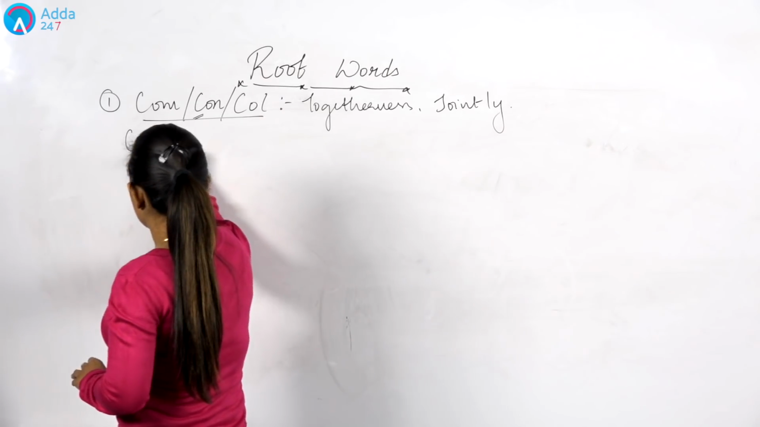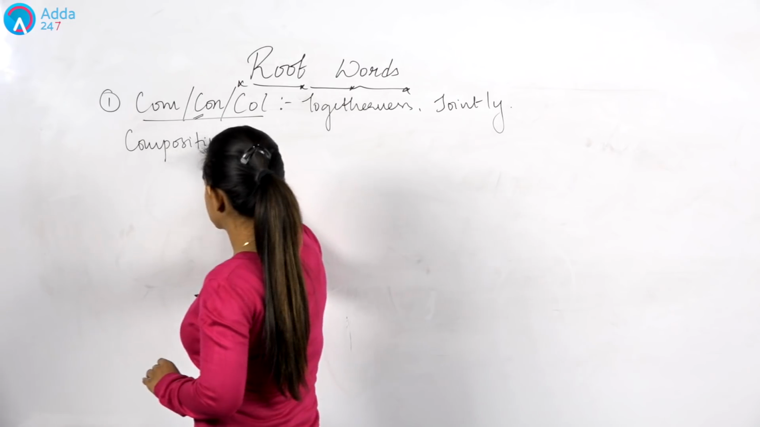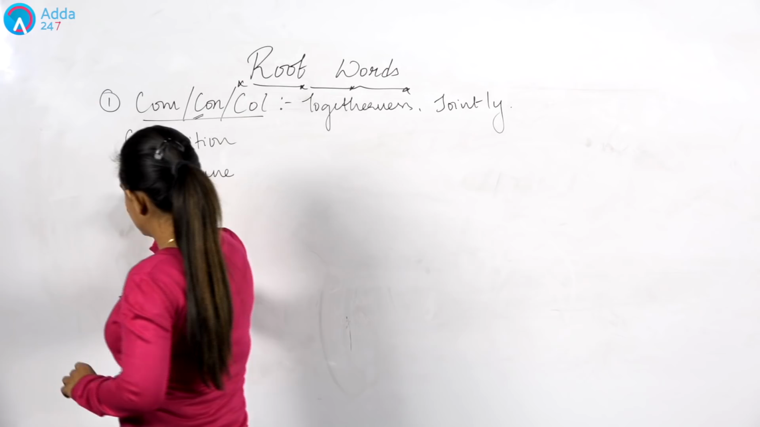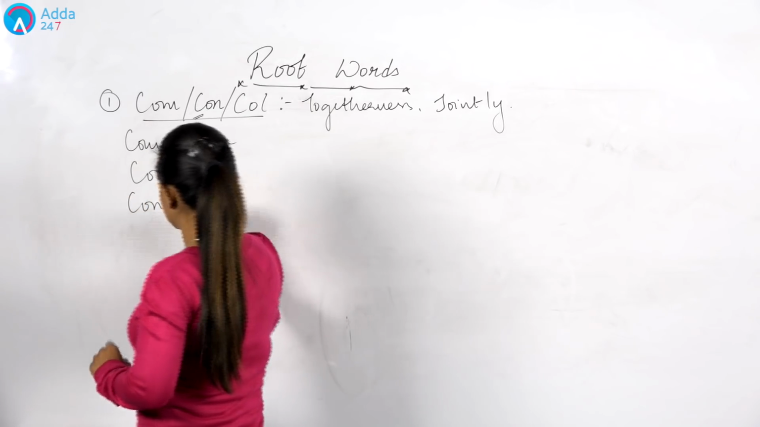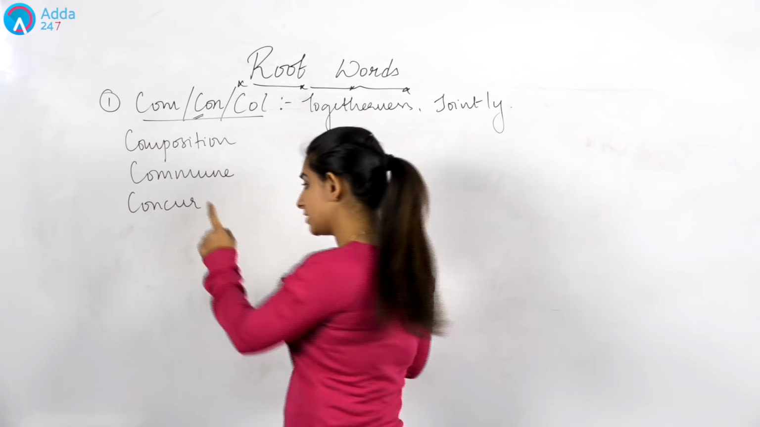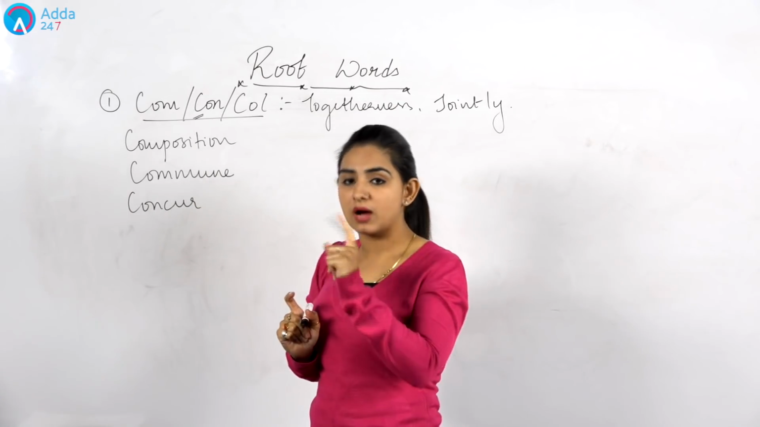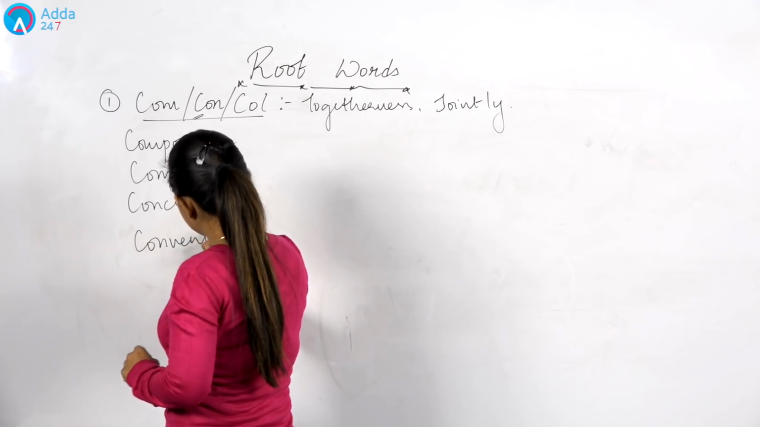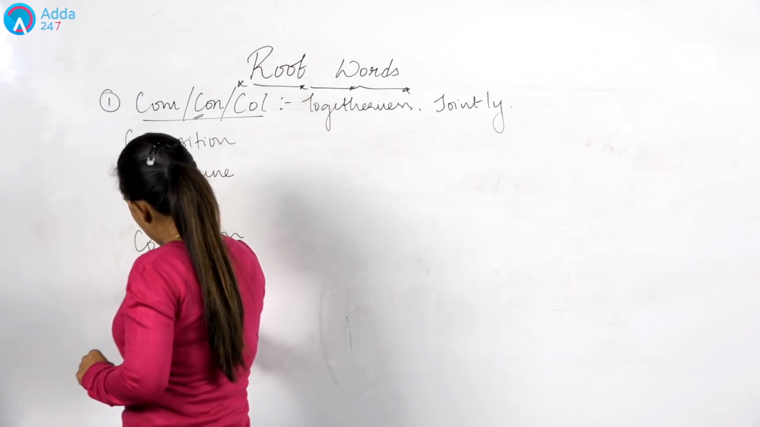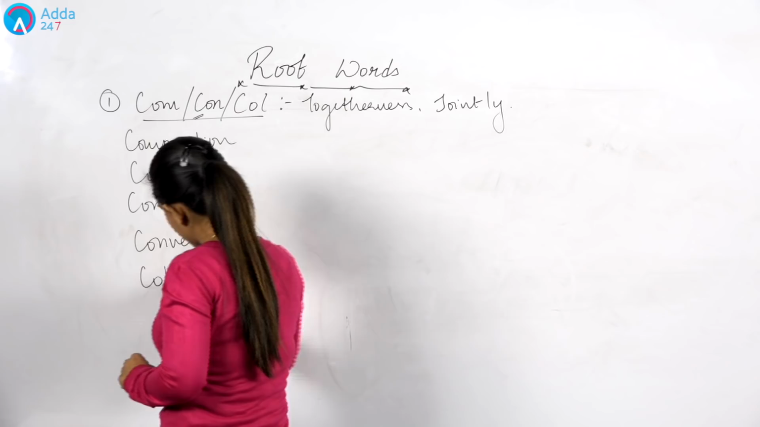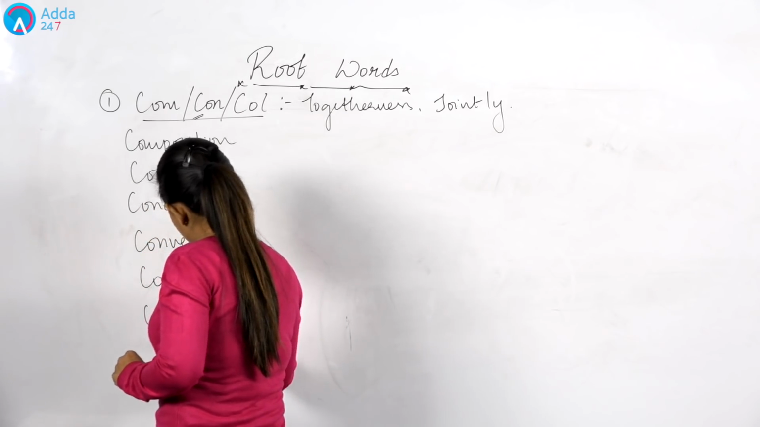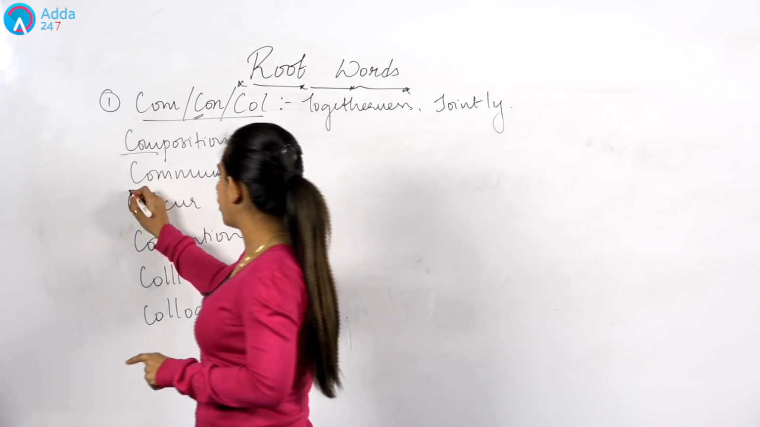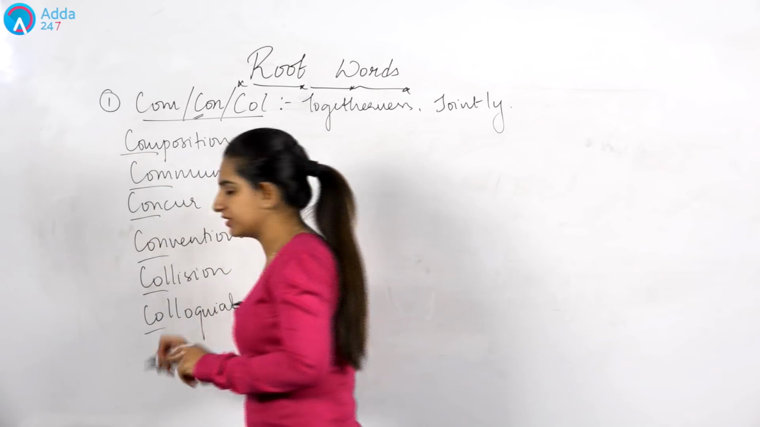Let's make some words out of it. For example, we have the first word as composition. The next word is commune. The other word is conquer. Please see, the spelling of conquer is different. It's not Q-U-R-E, it's C-U-R, right? The other word is convention. Then we have collision, then we have colloquial, right? Now see, each word has either com or con or col with it, right?